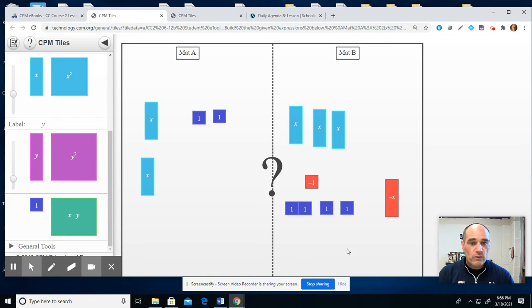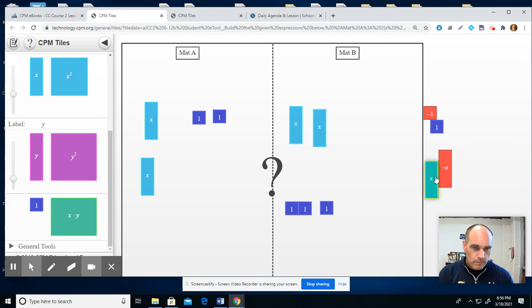Let's see, I got some zero pairs over here, so let's do that. I have a negative 1 and a positive 1. They're on the same side, so they give me 0. Take them off. Also, I have a positive x and a negative x, and so that's a zero pair. They cancel each other out. Let's see, no more zero pairs. So I can do this now.